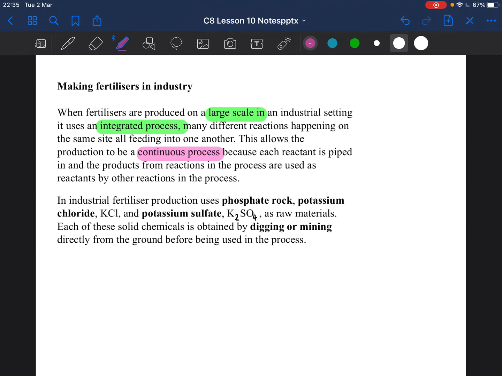And that means you can keep the reactions going without having to stop them and restart them. But it also means you can produce huge amounts of what you're trying to make quickly. And so you make more profit because of that. In industrial fertilizer production, we have to mine some of our reactants. So these reactants are things like phosphate rock, potassium chloride, and potassium sulfate, which exist as rocks in the ground. And these solid chemicals are obtained by digging or mining the rocks directly from the ground, then processing them to purify them before we use them in our process.